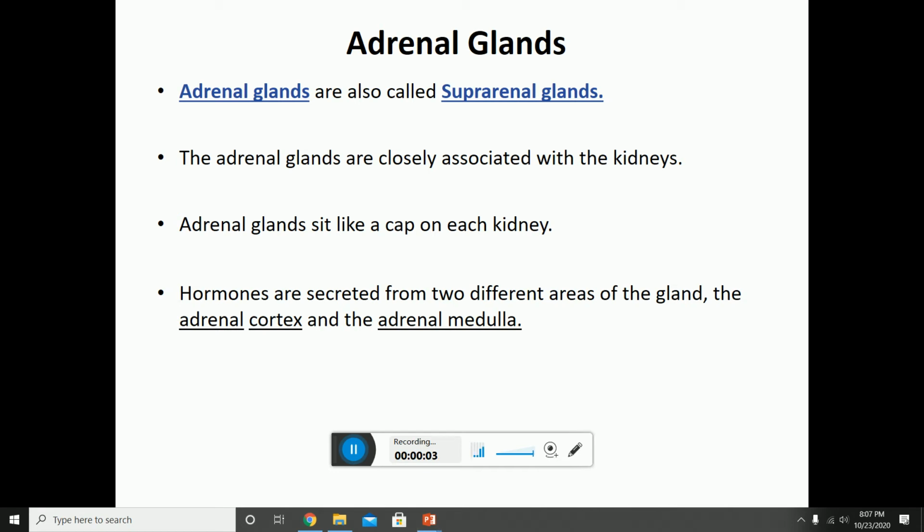The adrenal glands, those are the glands that are found right on top of the kidneys. They are also known as the suprarenal glands. They sit on the top of the kidney just like a cap. The hormones are secreted from two different parts of the gland. There's an adrenal medulla and there's an adrenal cortex.